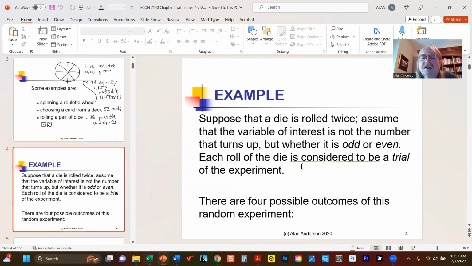Okay, now here we're going to look at a case where we're rolling a pair of dice, but we're not really focused on the individual numbers. We're only interested in whether they're even or odd. The reason we're doing this is because then the sample space is much smaller, and that will make our calculations much easier. We can always have an example with all 36 outcomes, but for now, let's just focus on evens and odds.